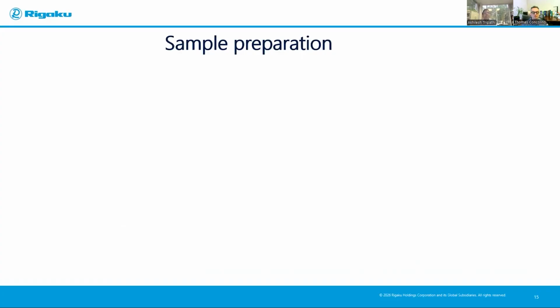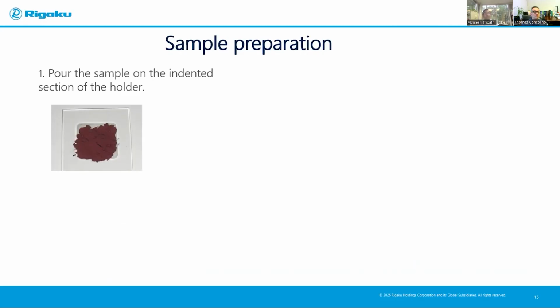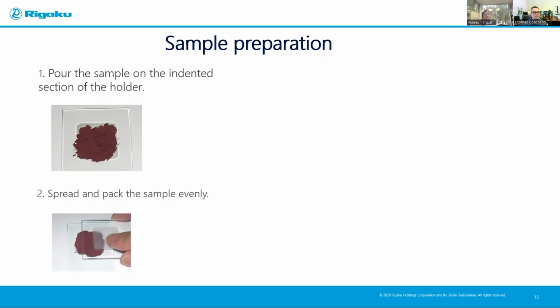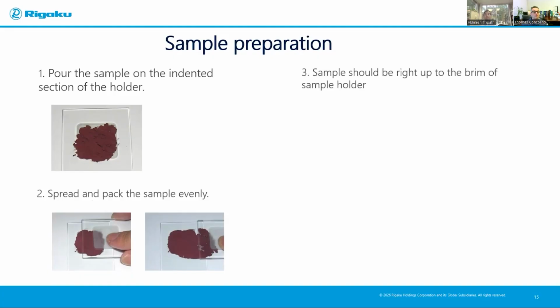So let's quickly see how to prepare a good sample. Pour the sample on an indented section of the holder, whichever holder you're using. It's valid on all of them, like the one shown here. Spread and pack the sample evenly. So you are spreading the sample onto this holder in these two pictures. And then the third step, you make sure the sample is right up to the brim of the sample holder. In this 2D picture, I hope you can make it out. The sample is not under or overfilled.